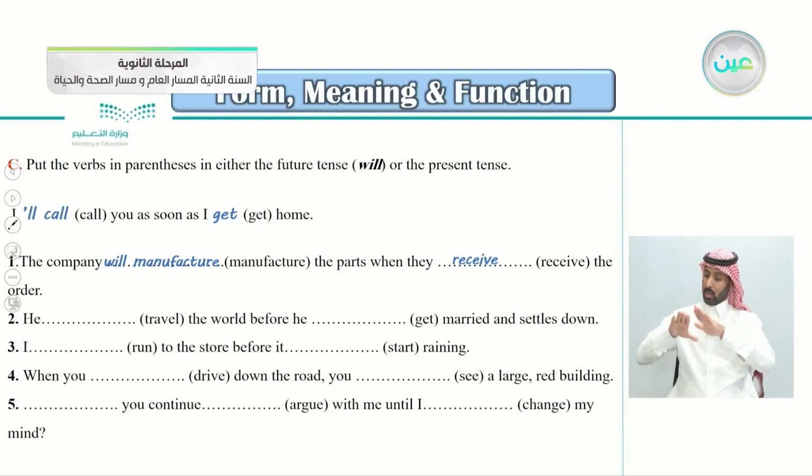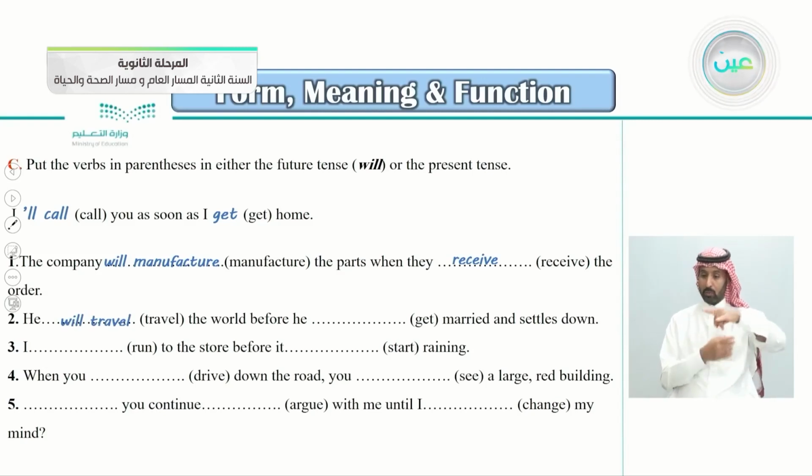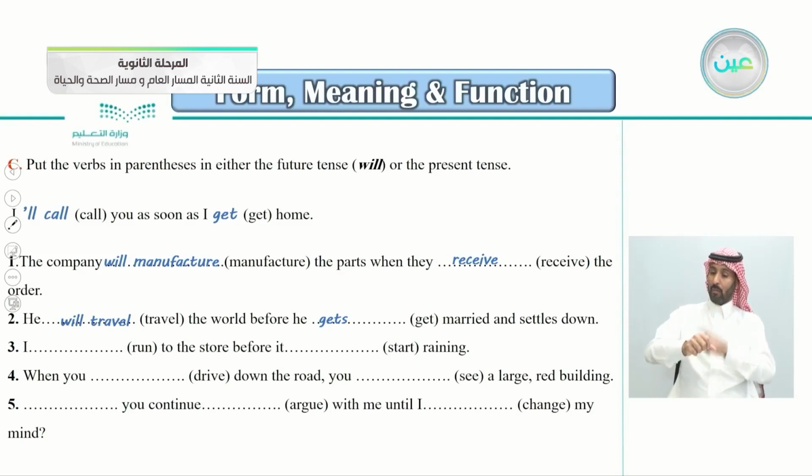Number two, he travel the world before he get married and settles down. Let's see the answers here. He will travel the world. This is the main clause, and the time clause is before he gets married. Yes, gets with an S, married and settles down. Very good.